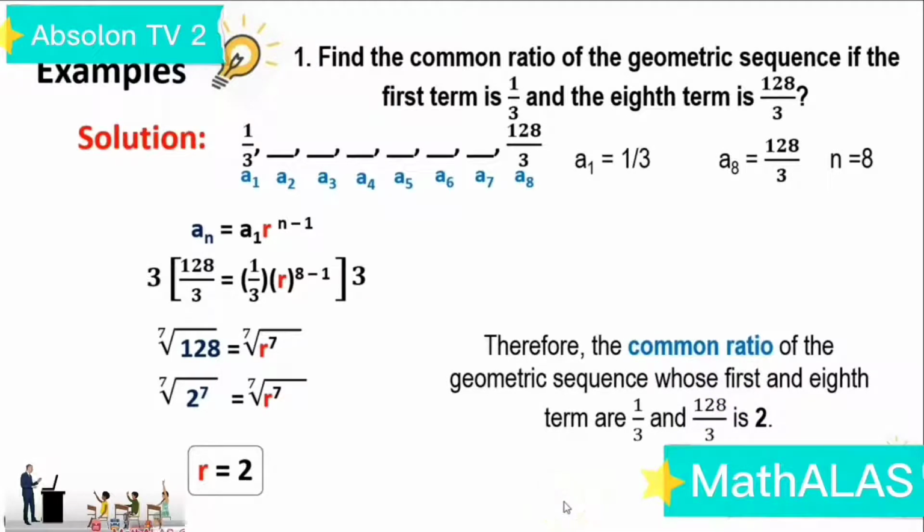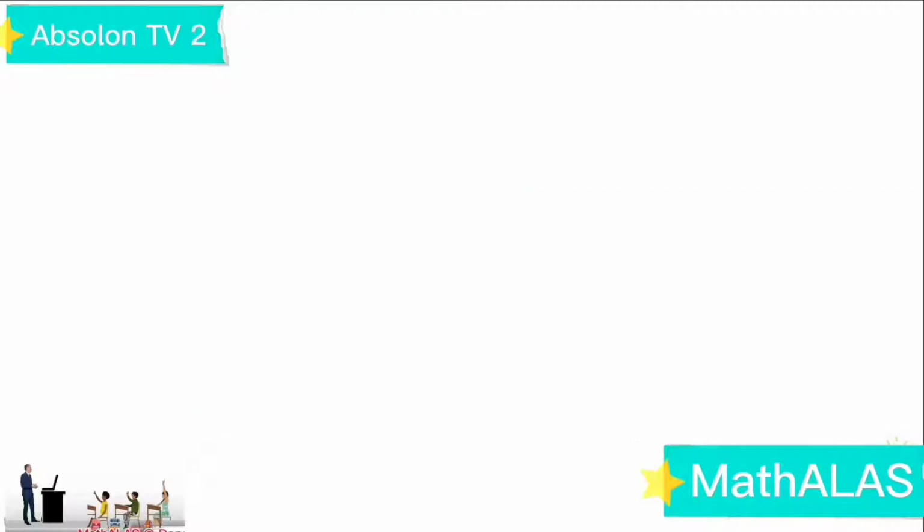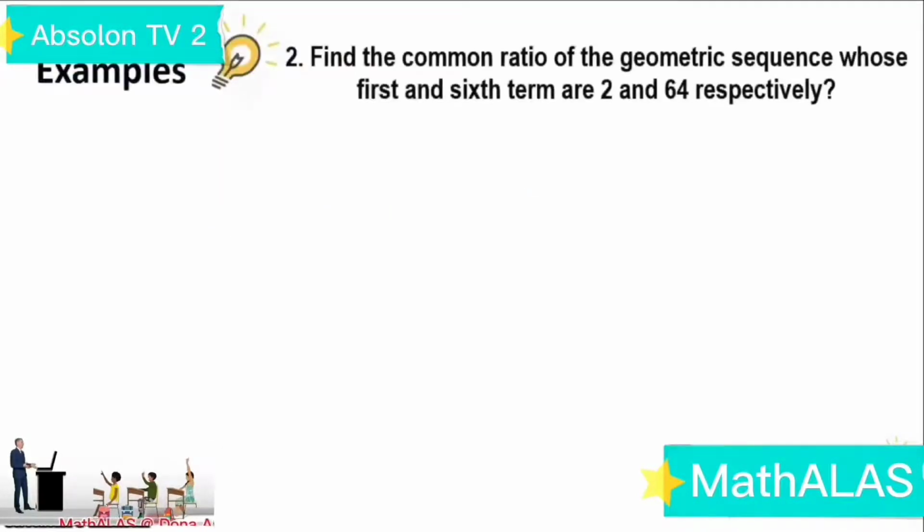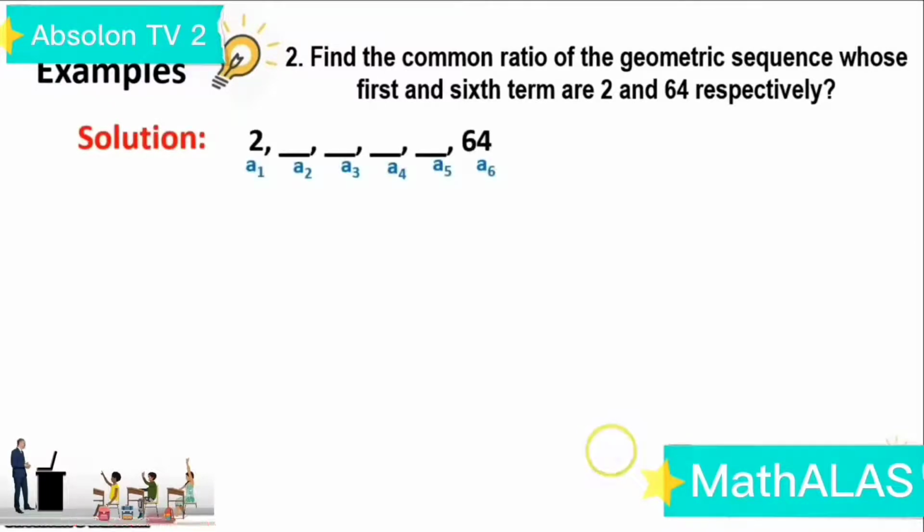Let's have another example in finding the common ratio. Find the common ratio of a geometric sequence whose first and 6th terms are 2 and 64 respectively. So we know that there are 6 terms in the given sequence, and that the first term is 2, the 6th term is 64, and n is 6.